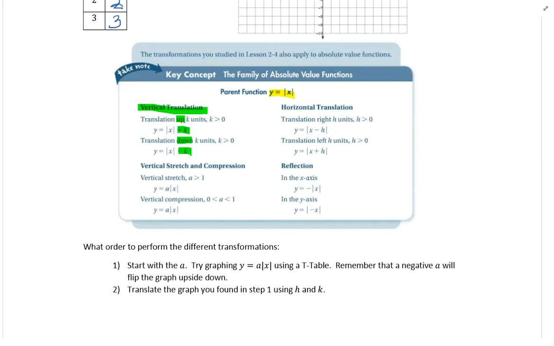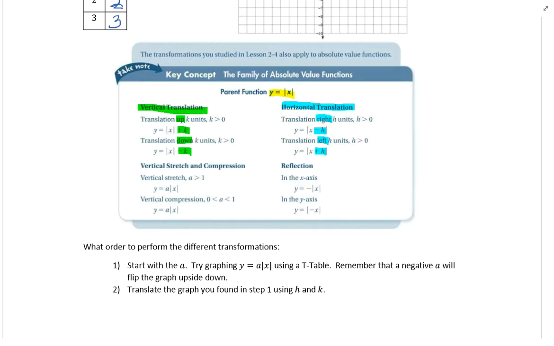Then we've got horizontal translations. This is the h, and the h is the weird one where things are a little bit backwards. The way the book does it, they're trying to help you out, but I don't know if it's going to make it more confusing or not. If you see a minus h, you're going to the right, because what that means is h is actually positive. And when you see a plus and a number h, that means you're going left because h is actually negative. So just think opposite signs for h.